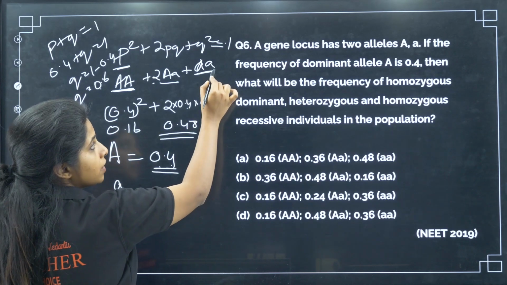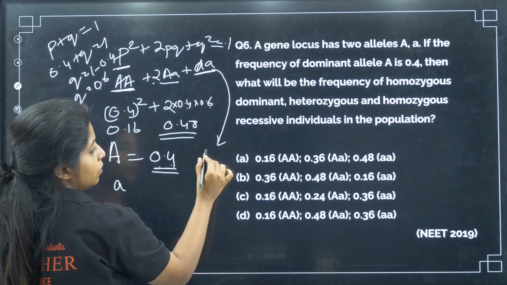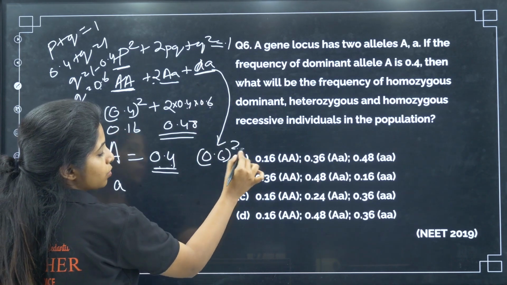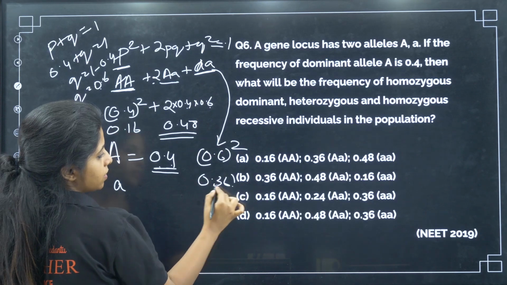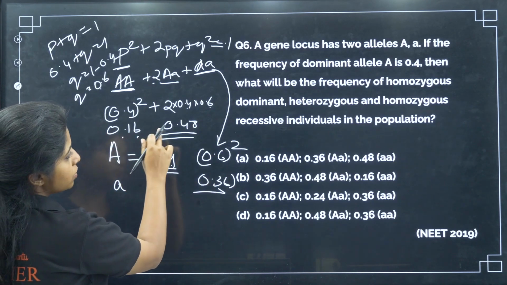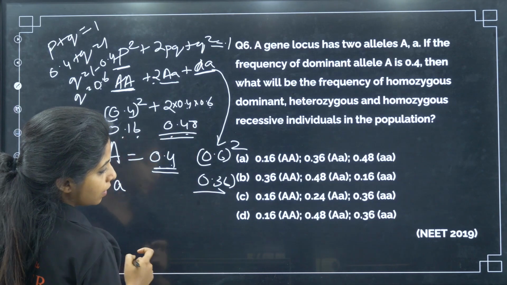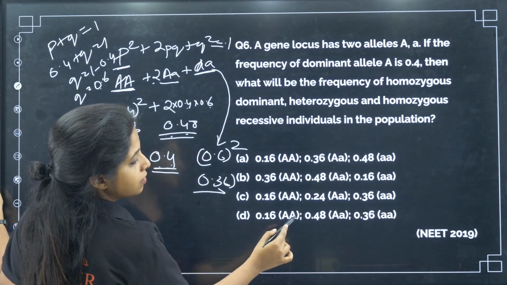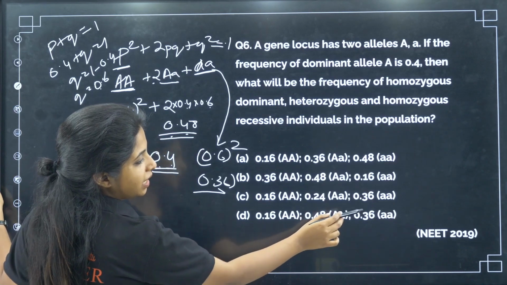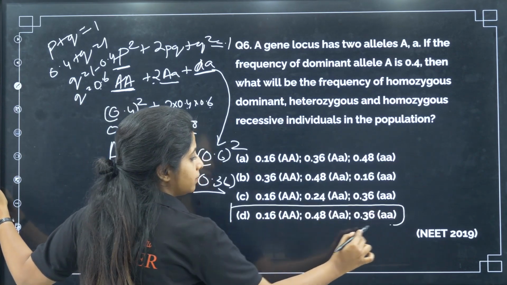Homozygous recessive is this, yes, this is the recessive allele. How do you find it? Q square, you do, that is 0.36. So your answer should be 0.16, 0.48 and 0.36. 0.16 is AA, 0.48 is capital A small a, and 0.36 is small a small a.